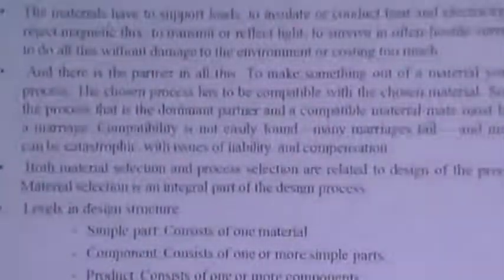There is a partner in all this. To make something out of materials, you also need a process, which is the manufacturing process. So process and materials are married distinctly. The chosen process has to be compatible with the chosen materials. The manufacturing process must be a suitable process to transform materials into a useful product. Sometimes it is the process that is the dominant partner, and compatible materials must be found. It is a marriage. Compatibility is not easily found, so we need to be careful. If the marriage fails, materials failure can be catastrophic with issues of liability and compensation.